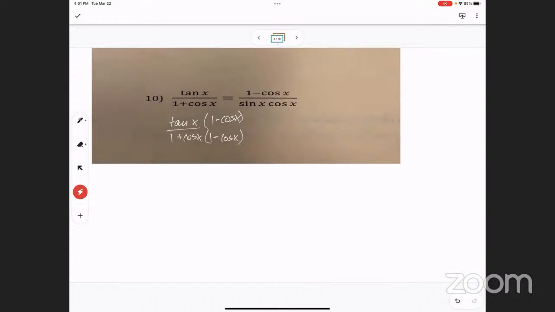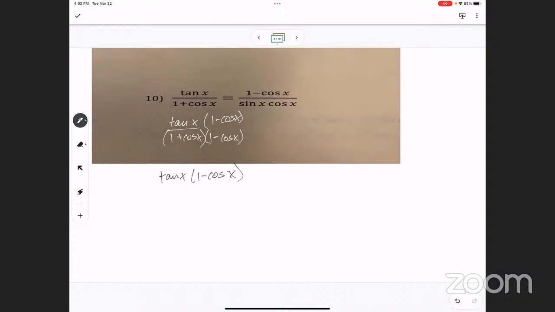One of the things you need in your toolbox when you're trying to do these problems is the ability to recognize that, oh, look, there's a 1 plus cosine x down there. And I know if I multiply that by the conjugate, which means just change the sign, what's going to happen? What happens when I multiply 1 plus cosine x times 1 minus cosine x? Well, first of all, on the top, I get tan x times 1 minus cosine x. I'm not changing that. I'm not even distributing that. Just leave that for now.